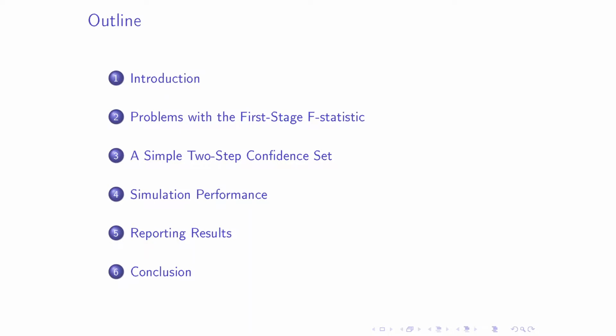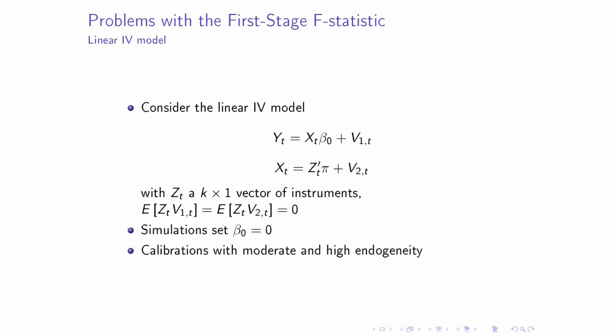So, just a quick outline for where I'm going to go in the rest of the talk. I'll start by talking about the problems with the first stage F-statistic in more detail. I'll then introduce the simple two-step confidence set I propose, talk to you about its performance in simulation, and say a little bit about how to report results of this sort of procedure. So for the purposes of this talk, I'm just going to focus on the simple linear IV model with a single endogenous regressor.